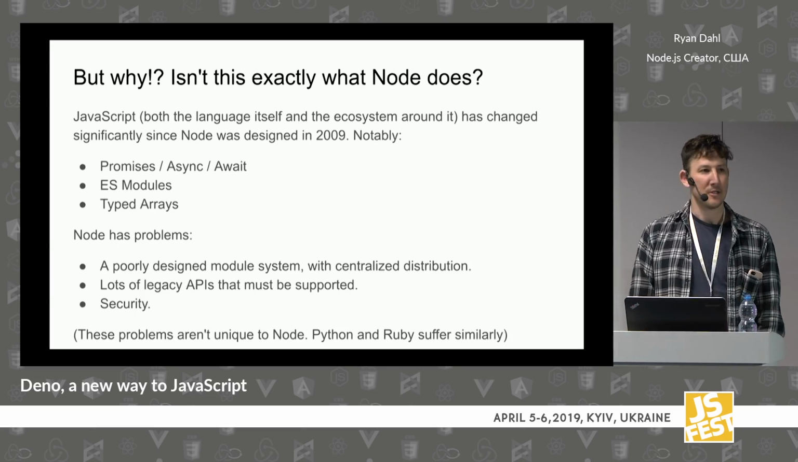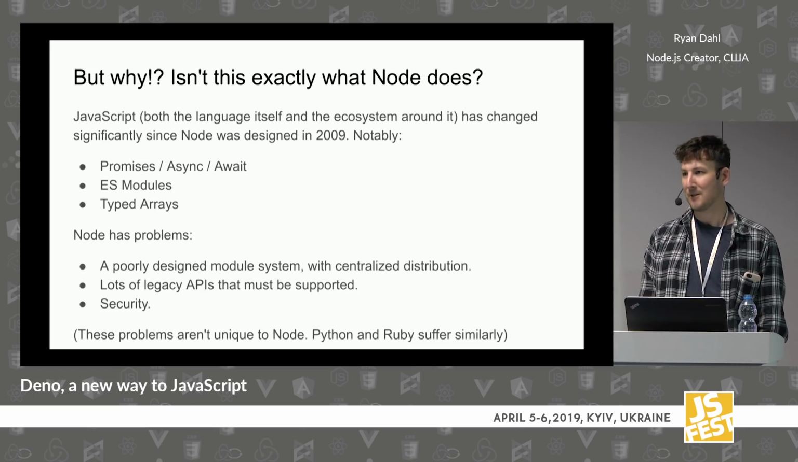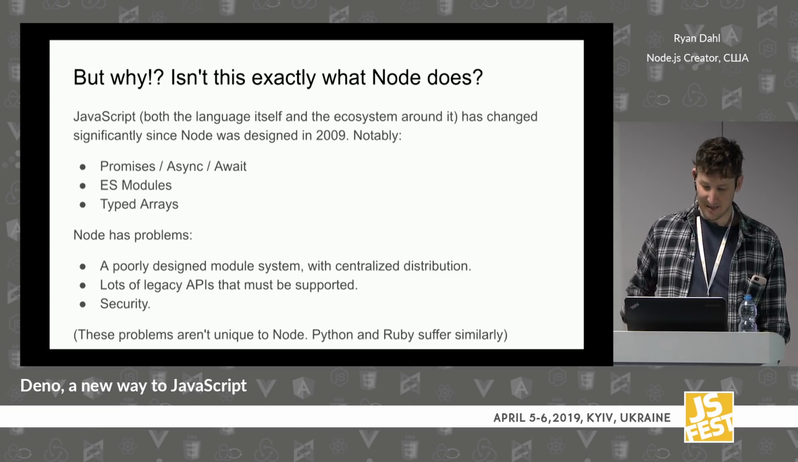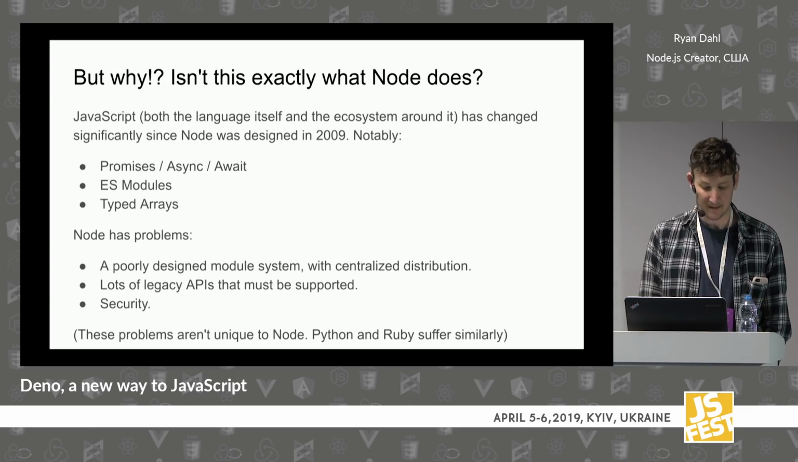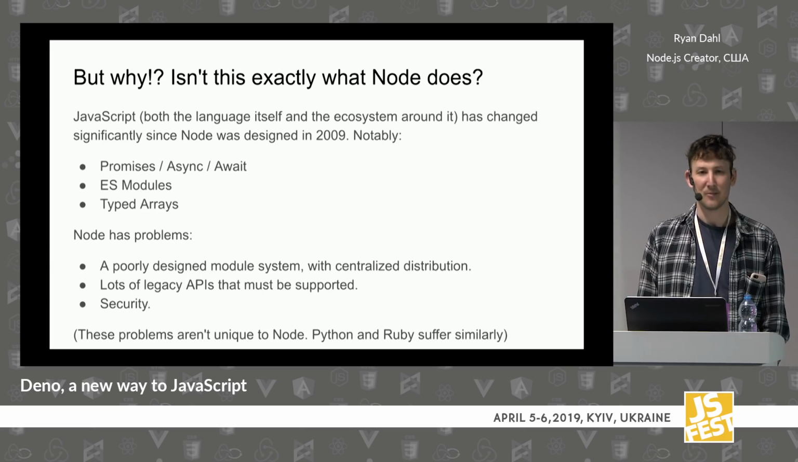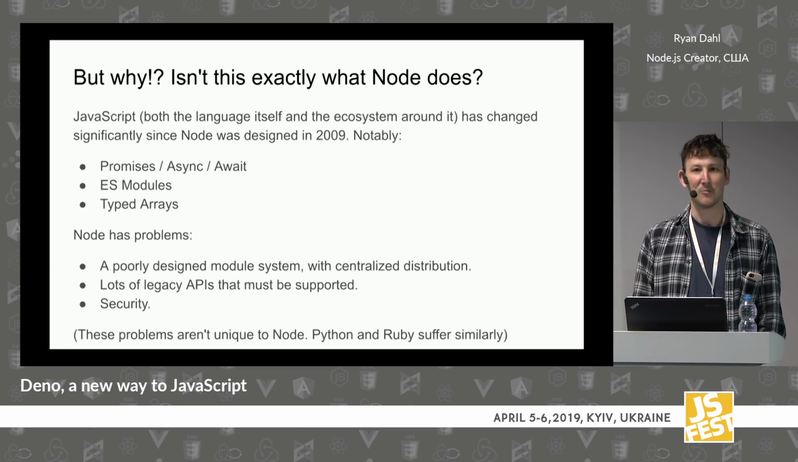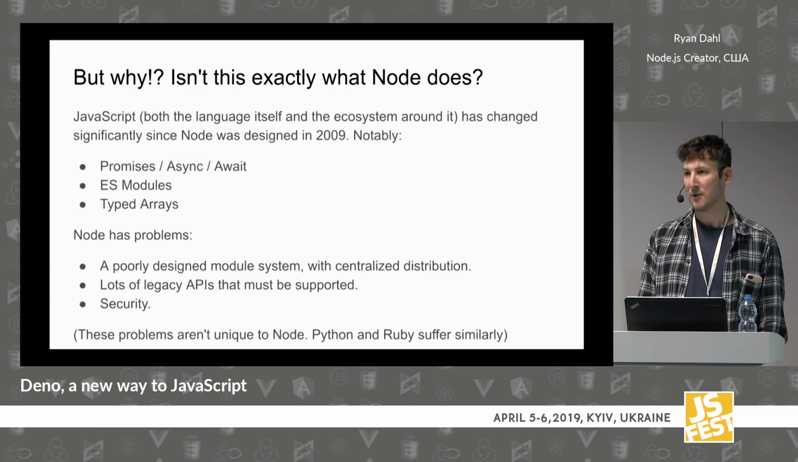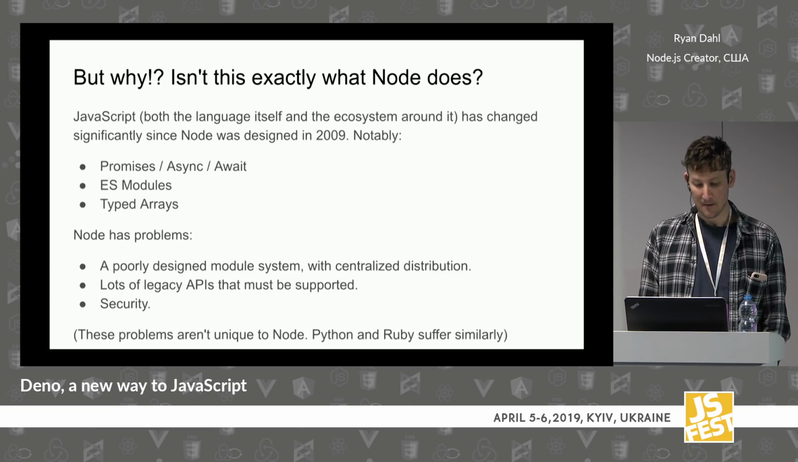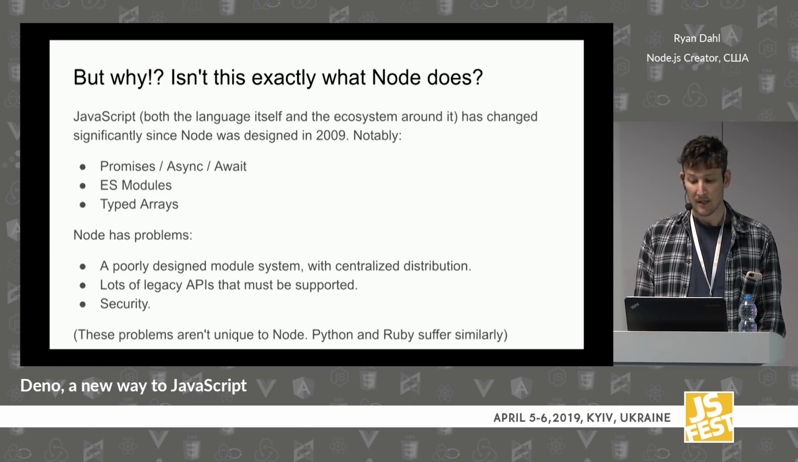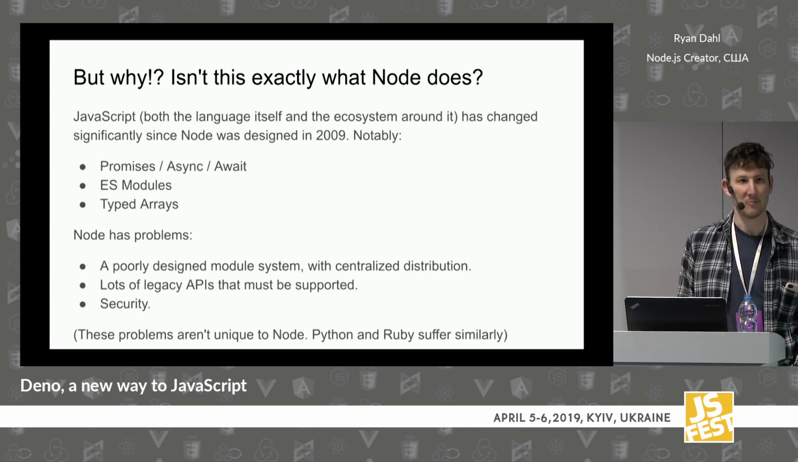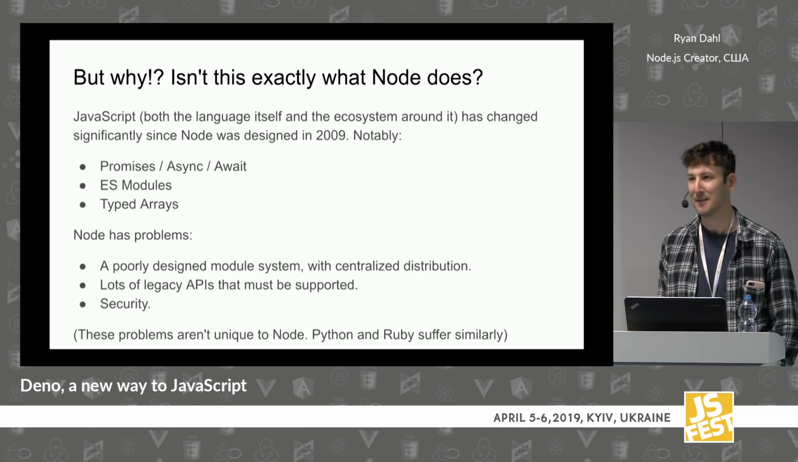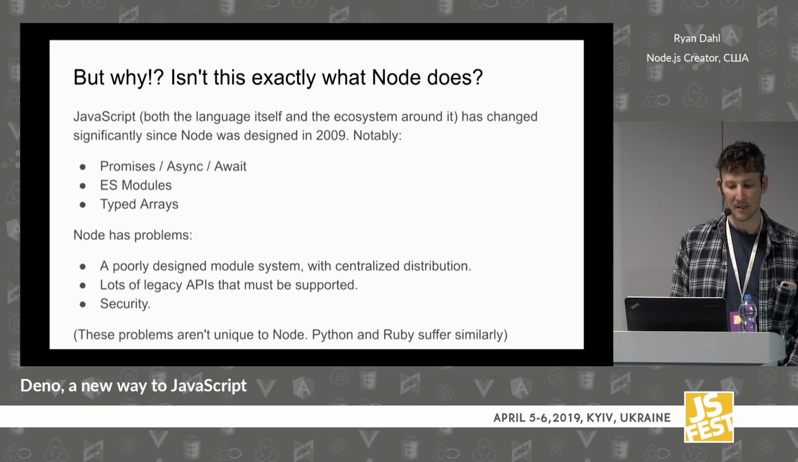So naturally, your question is why? Why would you do this? Node is a thing, and it works, and isn't it working well? And yeah, it is working well, and it's a successful piece of software, and many people are using it. But when Node was designed in 2009, JavaScript was very different. We didn't have a lot of the conveniences that you have today. The language has changed quite a bit.